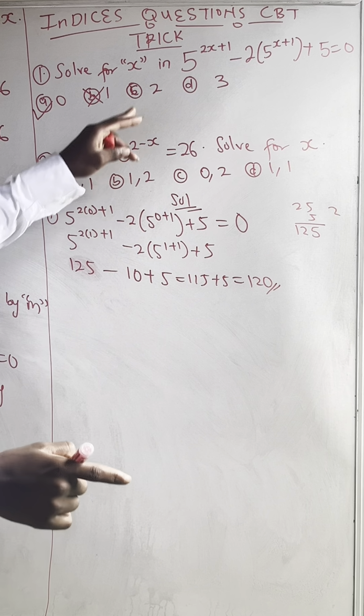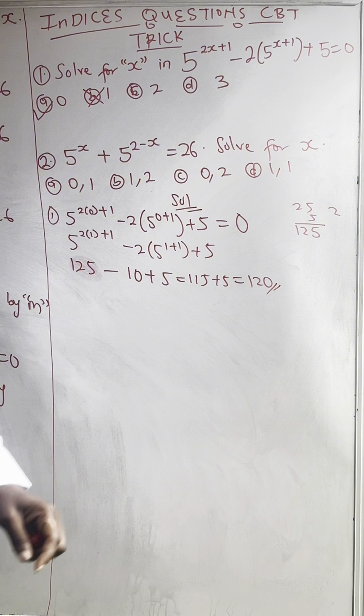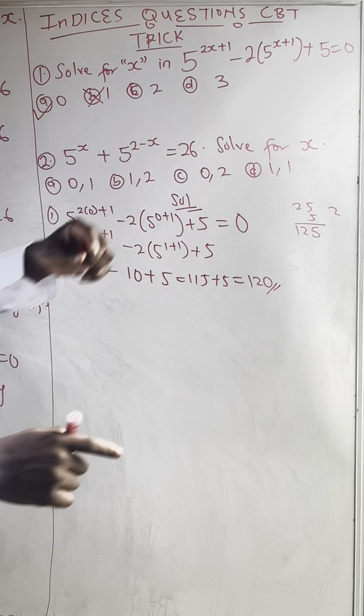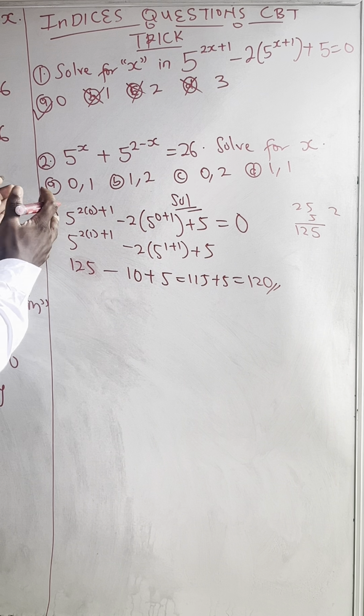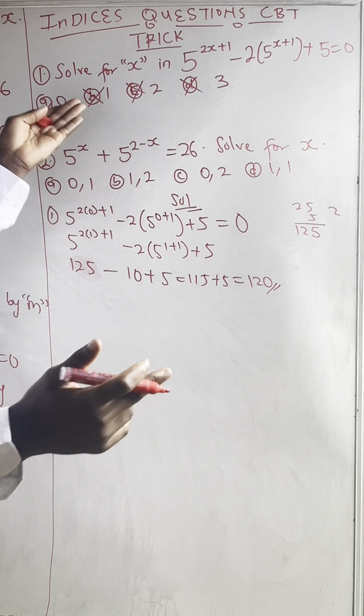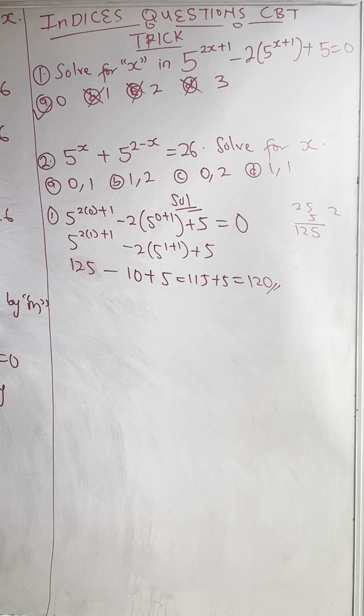So if you also test option C and option D, they will never give you the value on the right hand side. So option C and option D are also wrong. So you see that I don't need to solve before I can get my answer. Let's do the second one, guys.